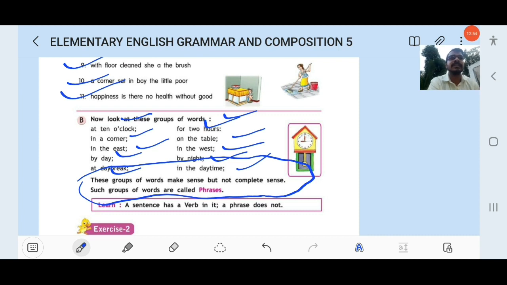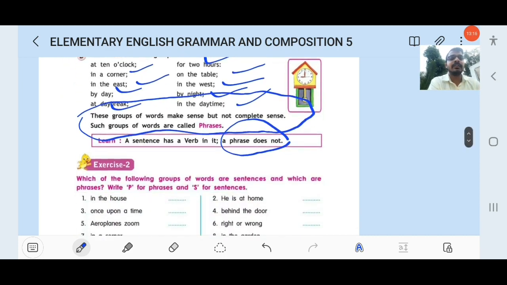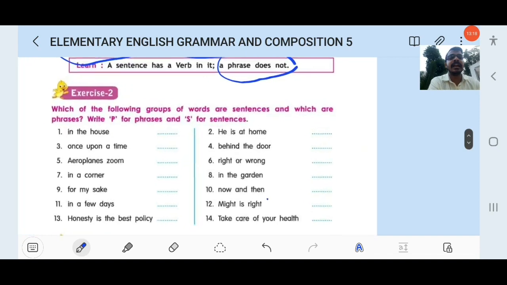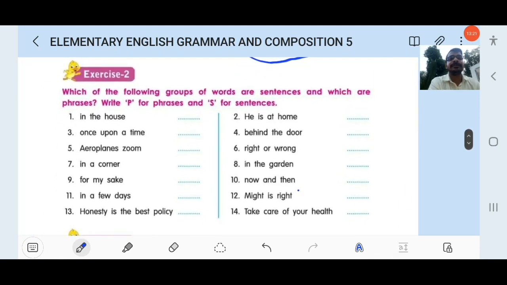At 10 o'clock, that means it tells us about the time. Then in a corner, it tells us about the place but not complete. So here a sentence has a verb, a phrase does not. Clear? So how to identify a phrase and a sentence? A sentence must have a verb but a phrase doesn't. So now you have to identify which of the following groups of words are sentences and which are phrases. Write P for phrases and S for sentences.